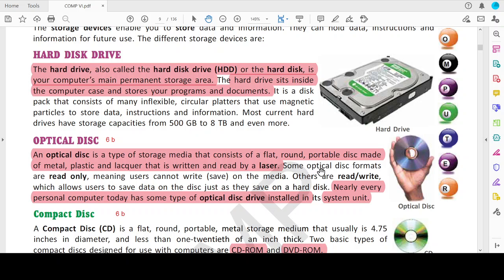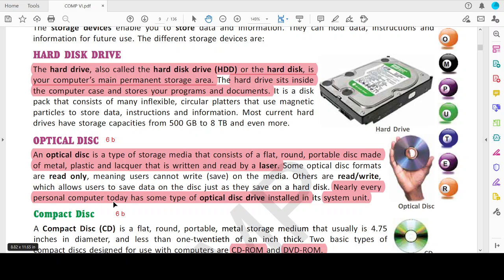Some optical disc formats are read-only, meaning users cannot write or save on the media. Others are read-write, which allow users to save data on the disk, just as they save on the hard disk.